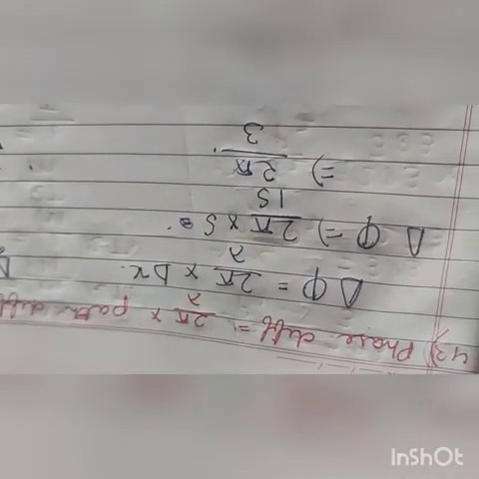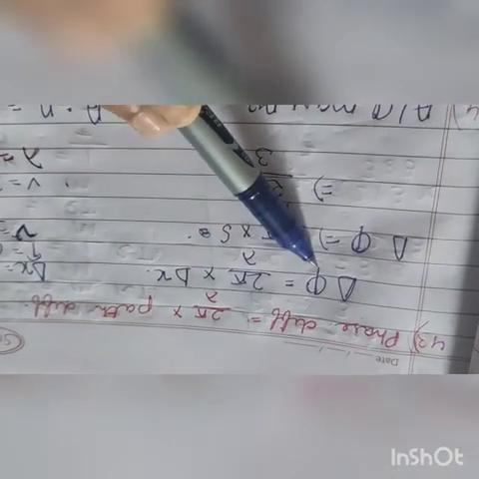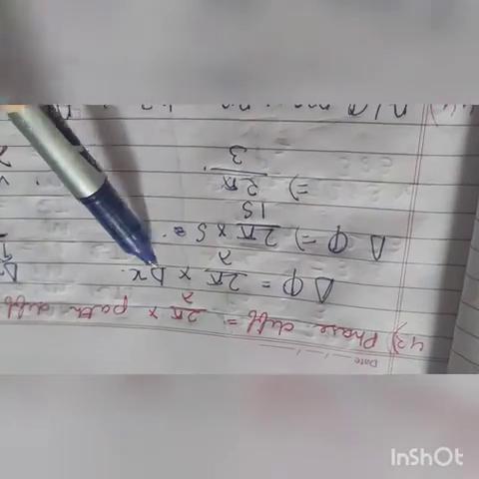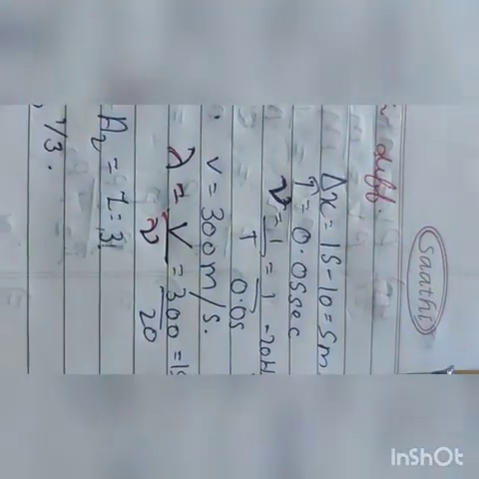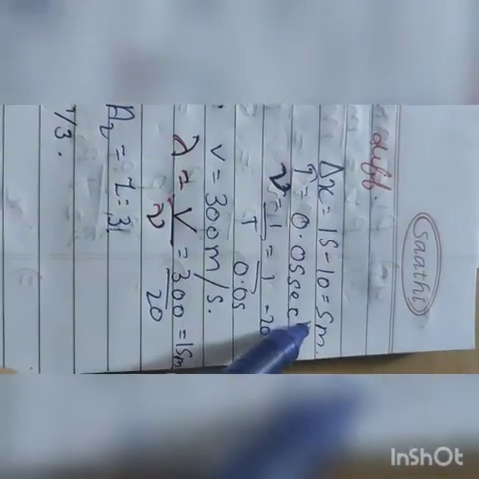Now question number 43. 2 points are located at a distance of 10 meter and 15 meter from the source of oscillation. The period of oscillation is 0.05 second and the velocity of the wave is 300 meter per second. What is the phase difference between the oscillation of the 2 points? So we know that phase difference is equal to 2 pi by lambda into path difference. So phase difference we represent as phi and path difference as delta x. So here let's see the values. Delta x is equal to 15 minus 10, that is 5 meter.